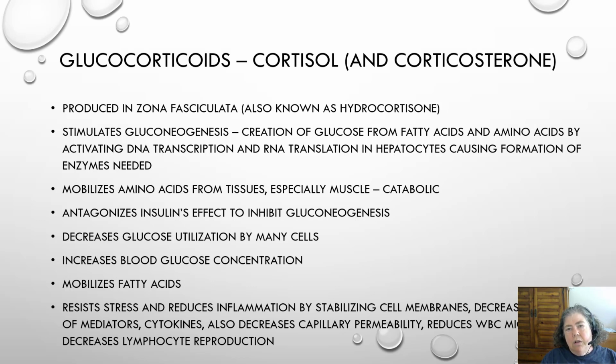The glucocorticoids, primarily cortisol, also corticosterone, are produced in the middle layer of the cortex, and they have a lot of interesting metabolic effects. They stimulate the creation of glucose from fatty acids and amino acids. So they raise glucose levels. That's called gluconeogenesis. And they do that by increasing the transcription of genes and the translation of RNA in the liver to make enzymes that then turn fatty acids and amino acids into glucose.